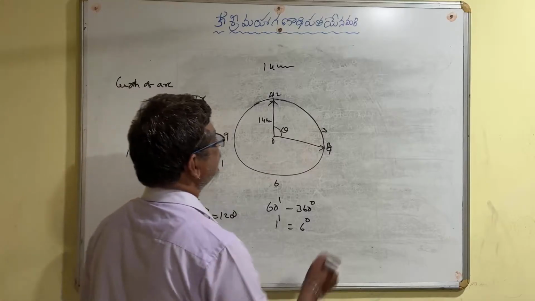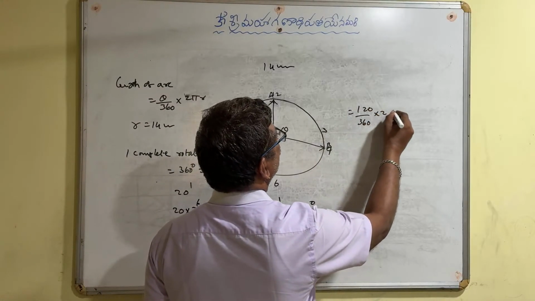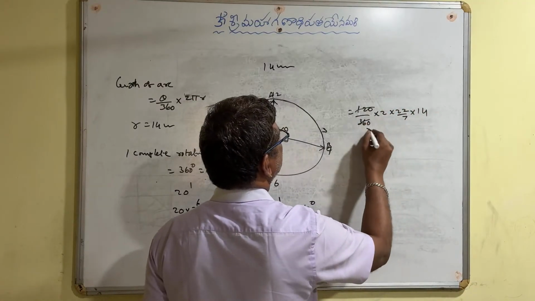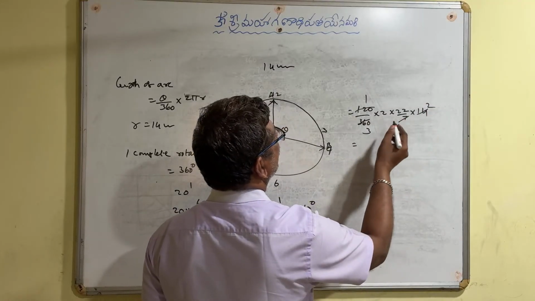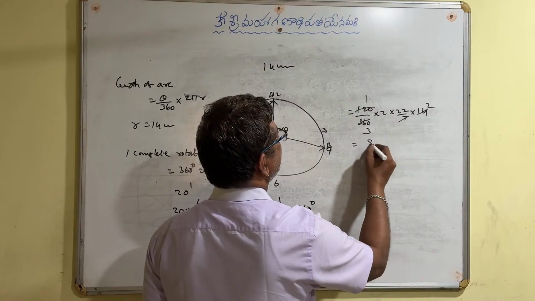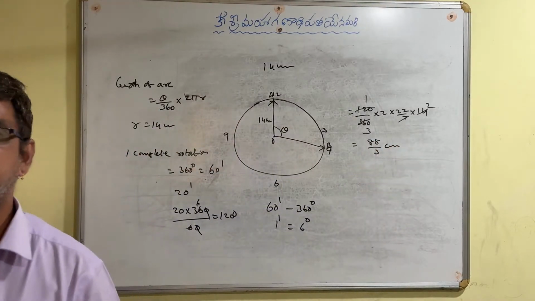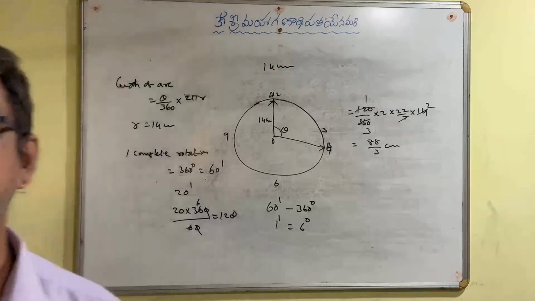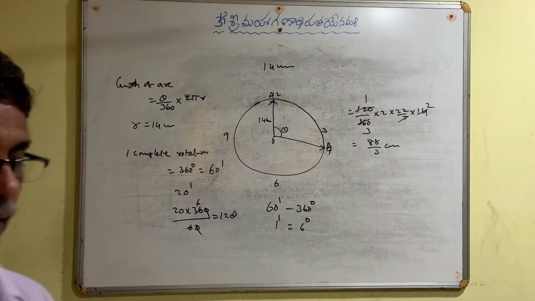Length of the arc, find out chey. 120 by 360 into 2 into 22 by 7 into 14. 3 times, 1 time. 7 twos. So total ga 88 by 3 centimeters. Length of the arc is 88 by 3 centimeters. Decimal లో కన్వర్ట్ చేయాల్సిన అవసరం ఏమీ లేదు.